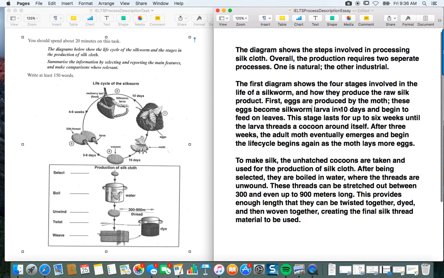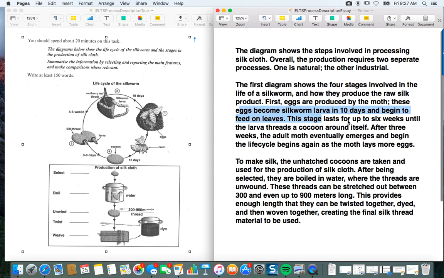These eggs become silkworm larvae in 10 days and begin to feed on leaves. Simple. This stage, all right, again, this here becomes this stage, lasts for up to 6 weeks, until the larva threads a cocoon around itself. So I've got that word thread as a verb. The larva threads a cocoon around itself.